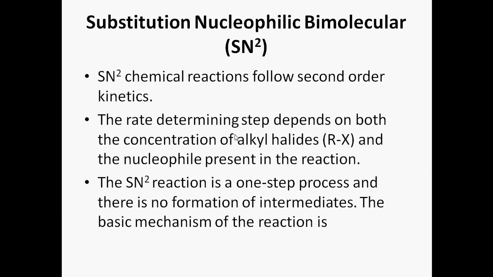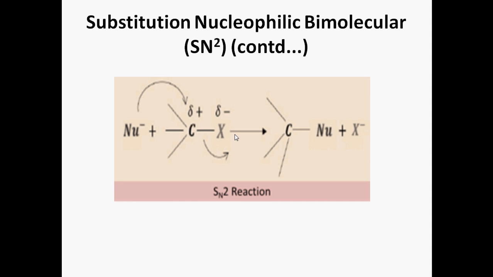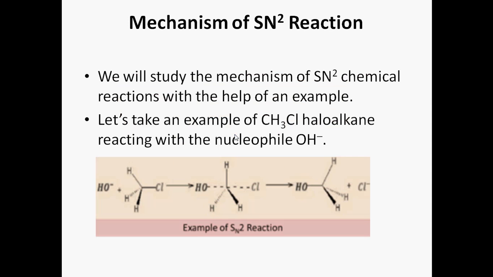The SN2 reaction is a one-step process and there is no formation of an intermediate. So in this case, an intermediate does not form, only the nucleophile attacks the carbocation and forms the final product. There is no intermediate. Only the transition state is formed, which is represented in this mechanism.